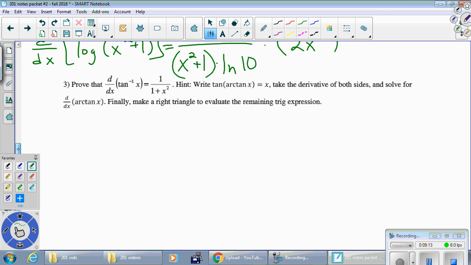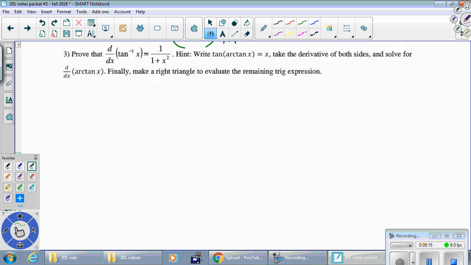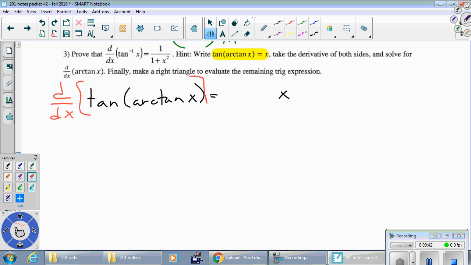Okay, number 3, we're going to prove that the derivative of inverse tan of x is 1 over 1 plus x squared, and we will do that by taking a derivative of both sides of that identity, which again we should believe to be true. Tan and arctan cancel each other. They disappear. So let's write that identity with a little bit of space in front. And they're equal now, so they will still be equal when I take a derivative of both sides.